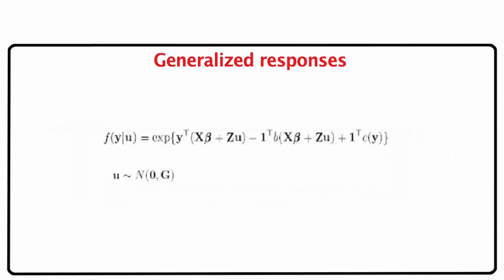We now want to generalize this to the case where we have generalized responses. So this means that my outcome Y is no longer normal or continuous, but comes from the one parameter exponential family. So here, for example, is the probability density or mass function of the one parameter exponential family written in the canonical form. Now note that the linear predictor is now replaced by X beta plus ZU, and I also make the additional assumption that U follows a multivariate distribution with mean 0 and variance covariance matrix G.